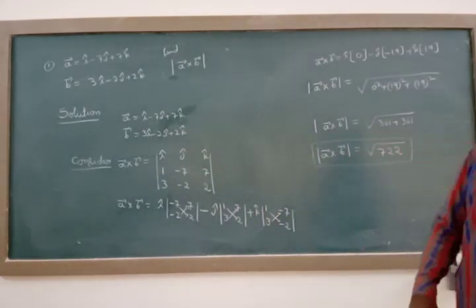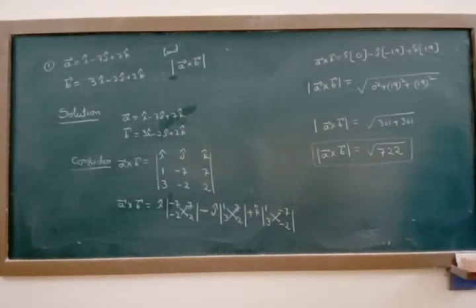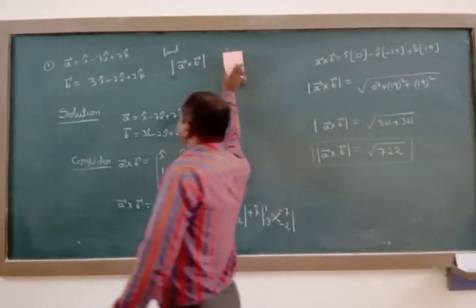Like that, the cross product of two vectors we find like this. Second question next.